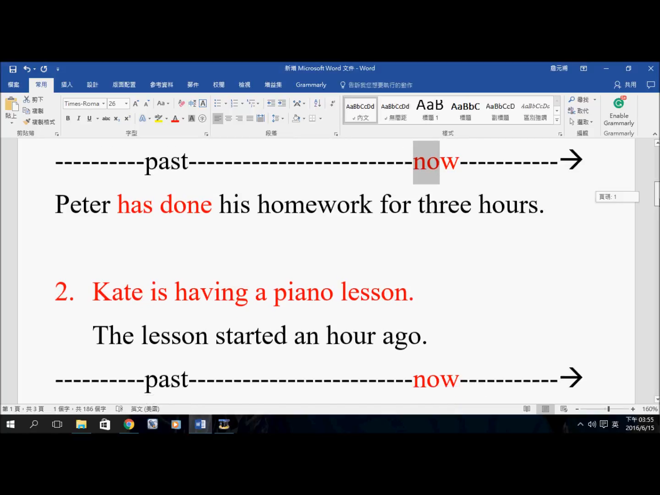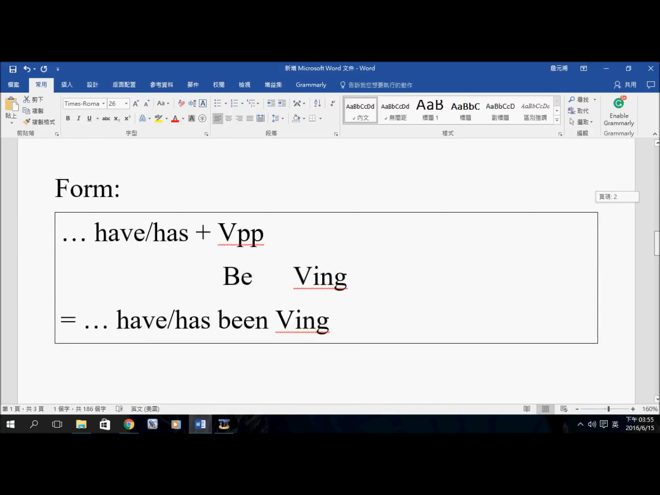So the format of the present perfect continuous should look like this. Let's look at the form first, and then let's jump back to the example. So it's kind of like present perfect tense. You can see this is the form of the present perfect tense, have, has with past participle. And this is the form for the continuous tense, be verb with ing, like I'm singing, I'm talking, you are watching this video.